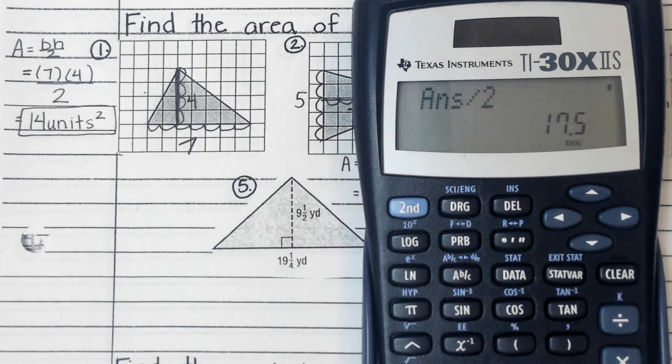Peyton? 17 and a half. As a fraction, 17 and a half. A lot of us can remember that 0.5 is a half. Some of us still have some trouble with that. All right? Calculator has a really cool button to help you out.